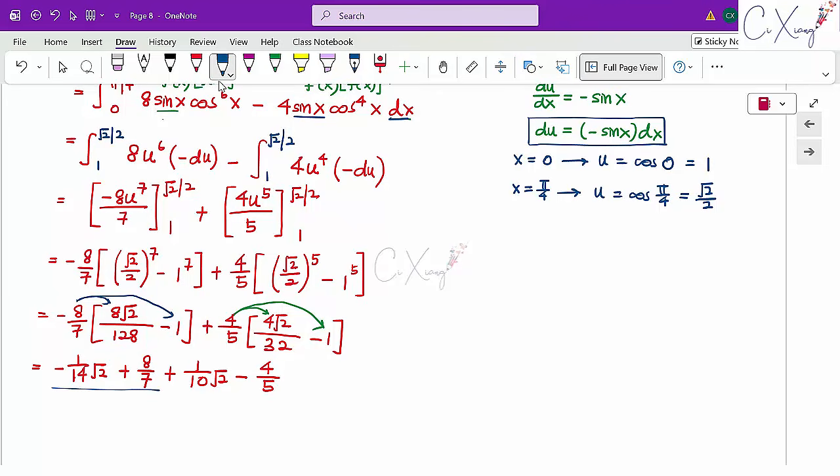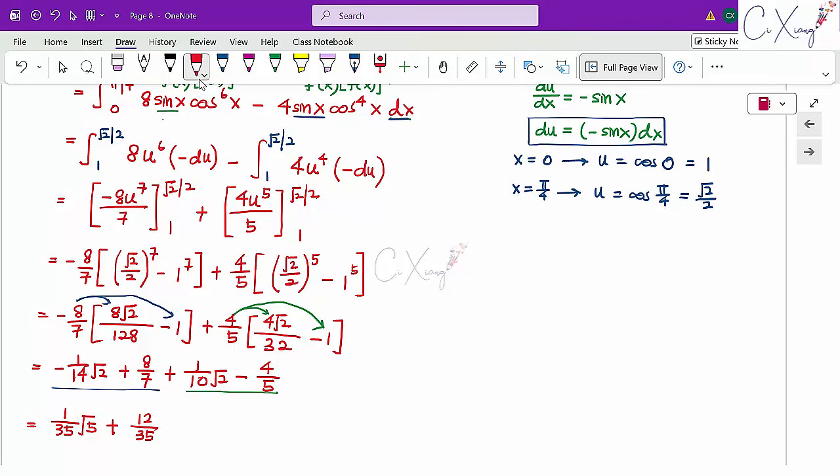So you need to know that this is for the blue color part and this is for the green color part, right? Okay, then after that, you can see that we can simplify and group the sub 2 all together. So if you assume that the sub 2 is an apple, you're having negative 1 over 14 apple plus 1 over 10 apple. So 1 over 10 apple minus 1 over 14 apple, you're having 1 over 35 apple. Then the number and number, you add them together, 8 over 7 minus 4 over 5. So you're having 12 over 35.